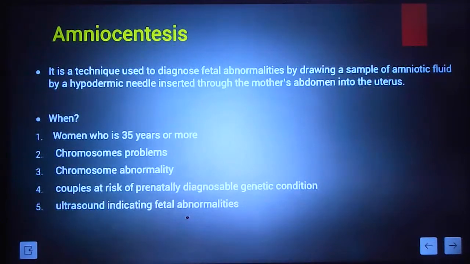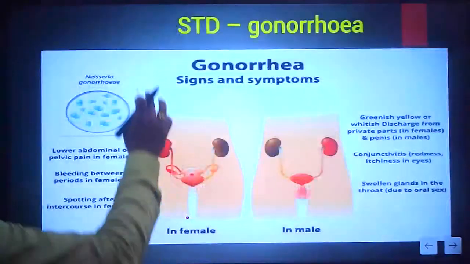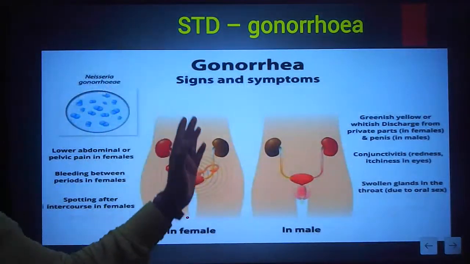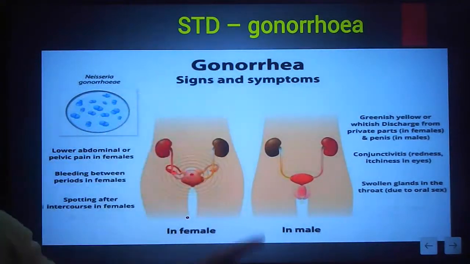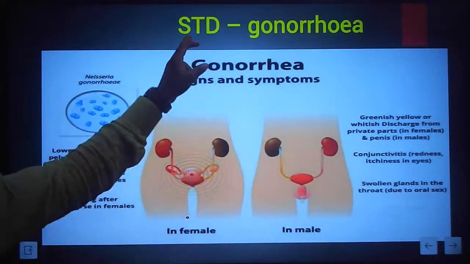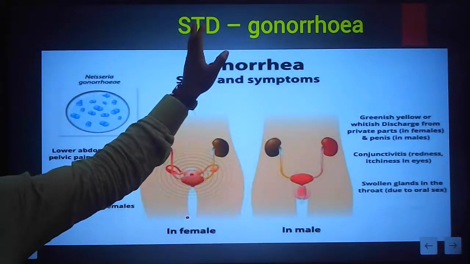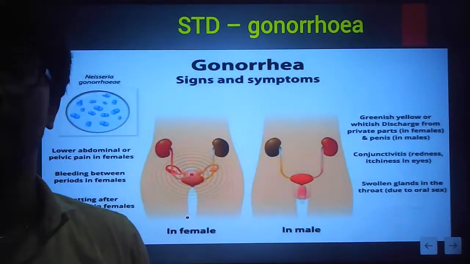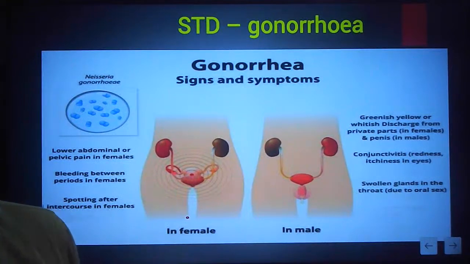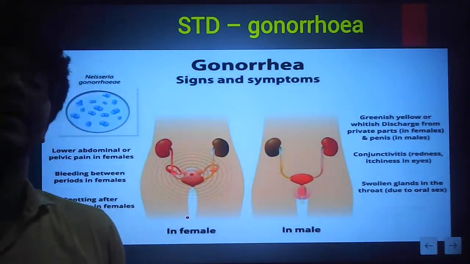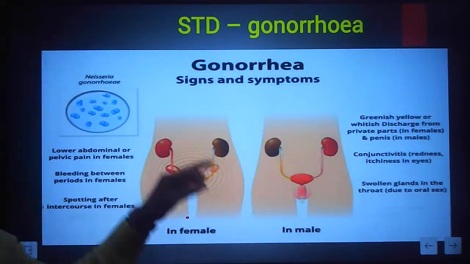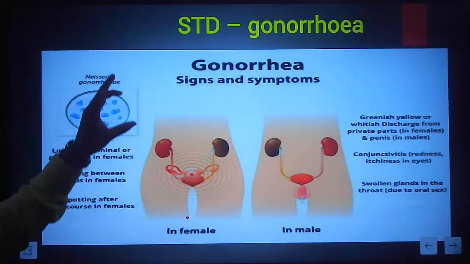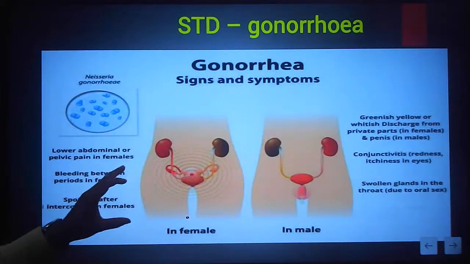Okay, fine. So that was amniocentesis. Next, the last part is STD. STD stands for sexually transmitted diseases. It is also called venereal disease, or VD. Venereal diseases are sexually transmitted diseases, also called reproductive tract infections, RTI. Now we're going to discuss a few examples of sexually transmitted diseases.